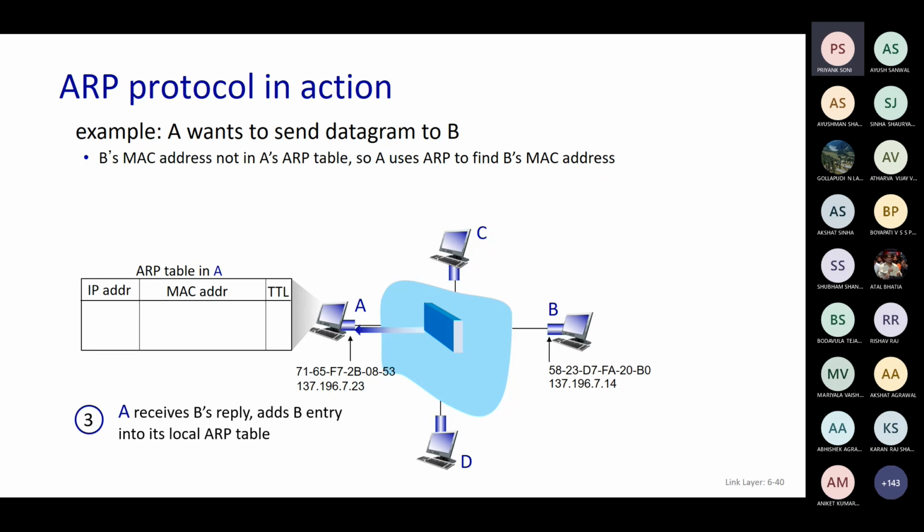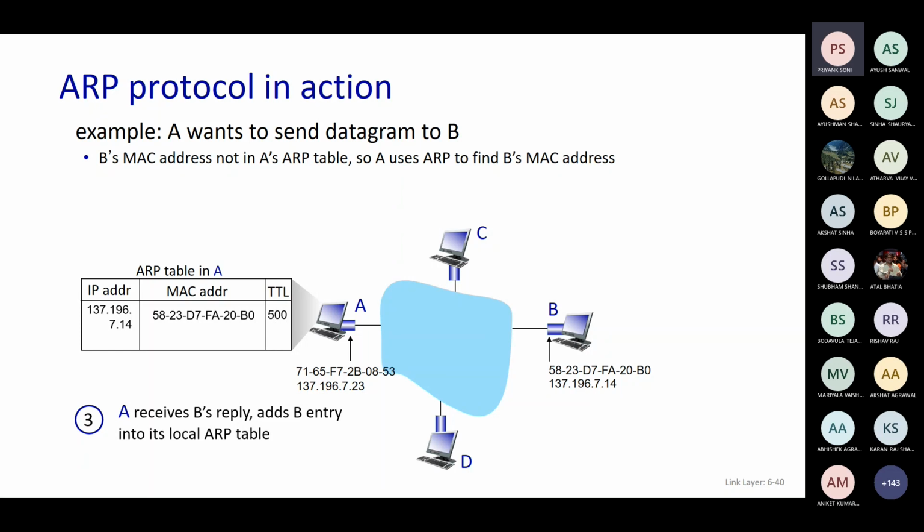Alright. So now when A receives B's reply, what will it do? It will update its ARP table. So this is how it updates the ARP table, that is the IP address of B, that is 137.196.7.14. The corresponding MAC address is 5823D7 FA20B0, and the time to live for this entry is 500.